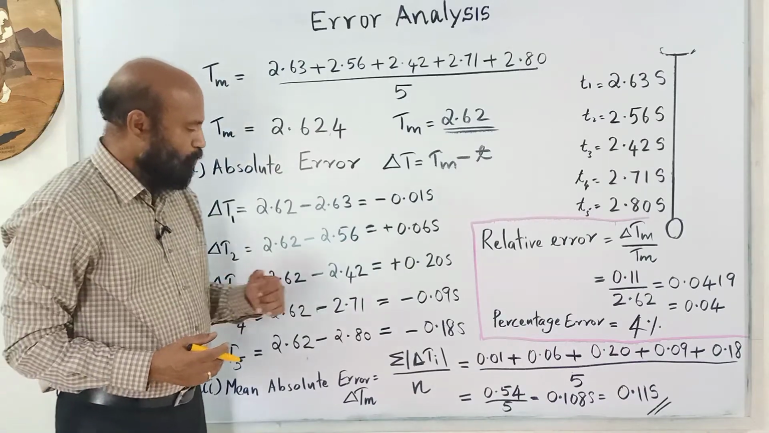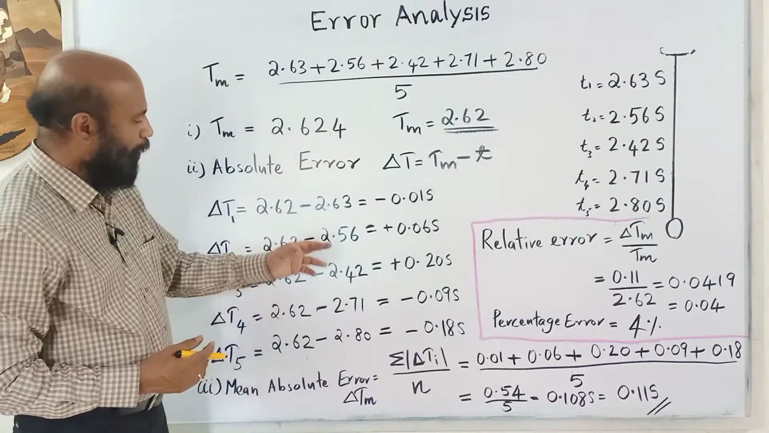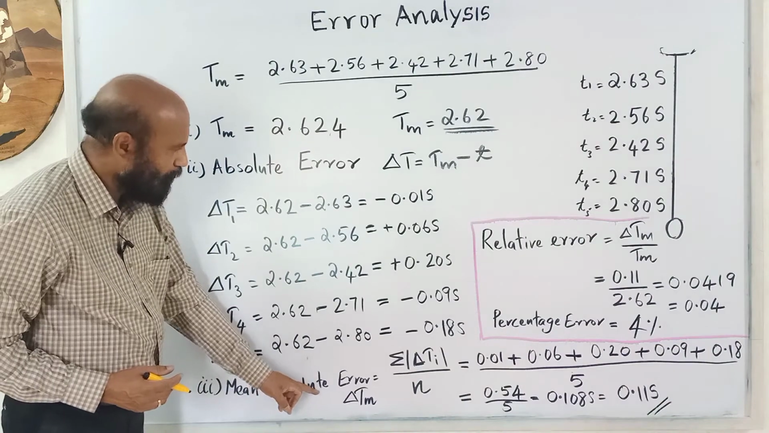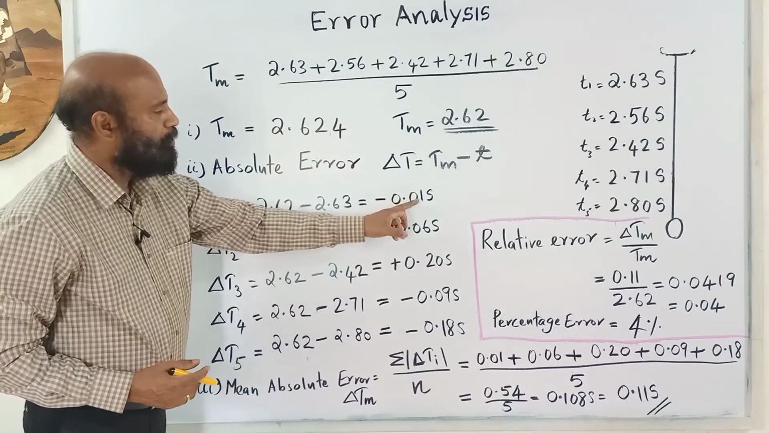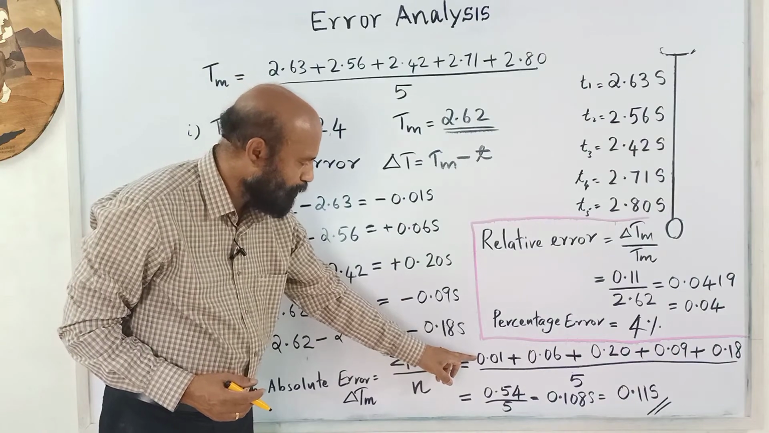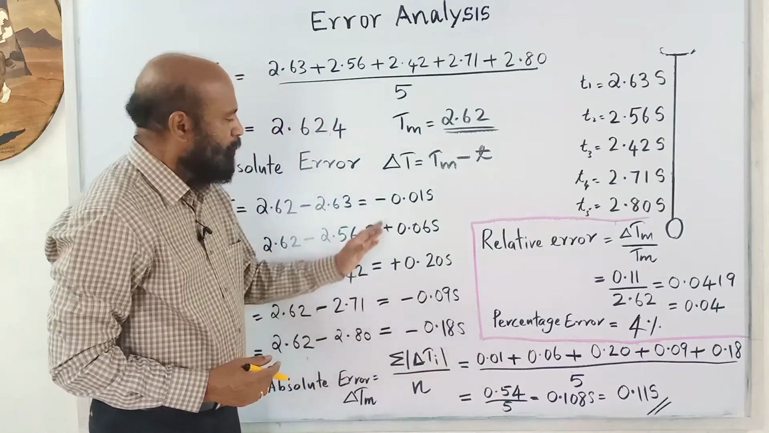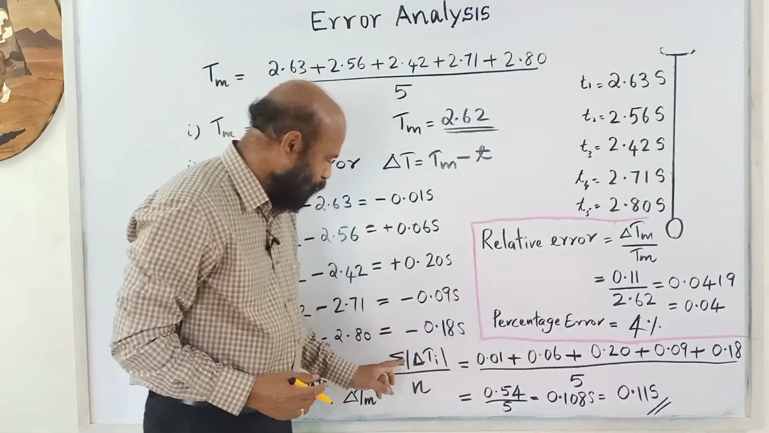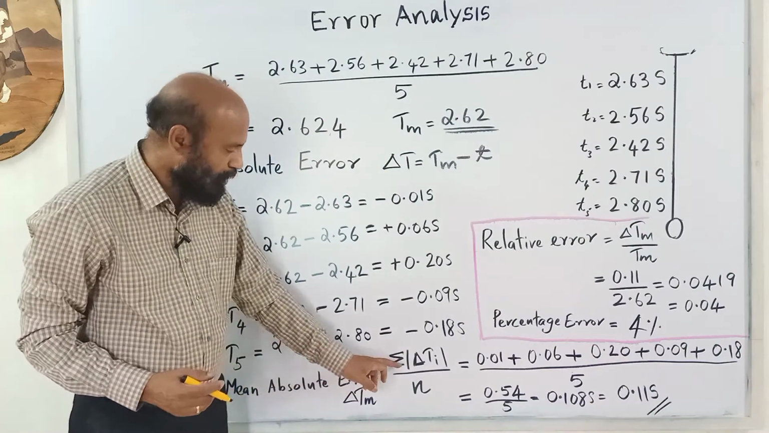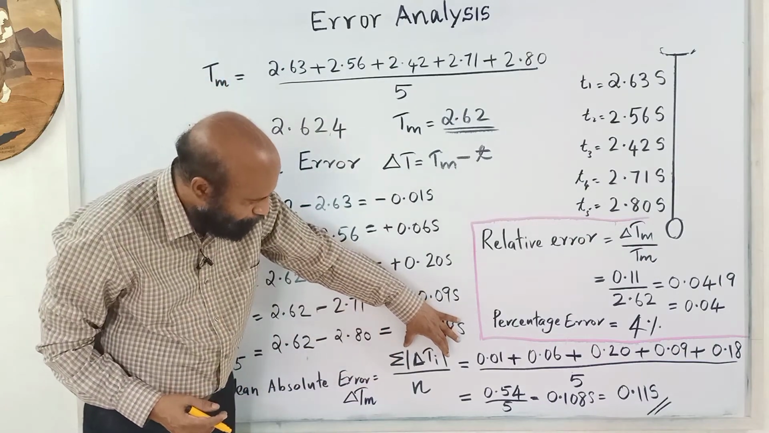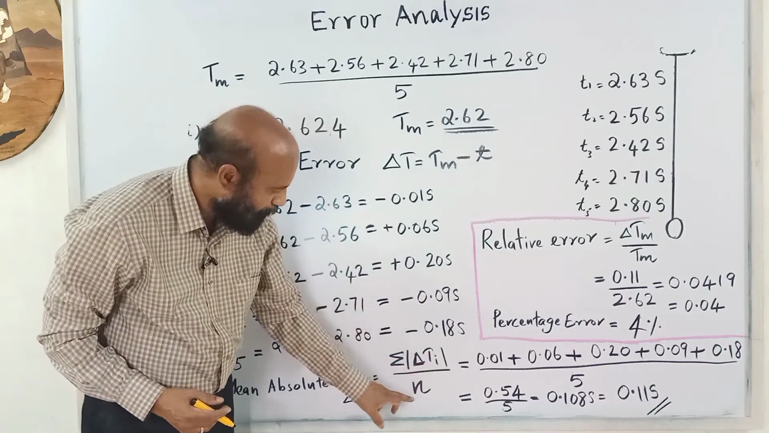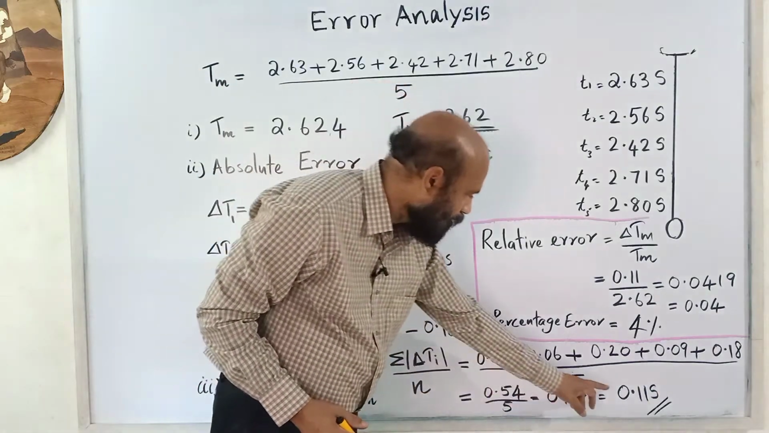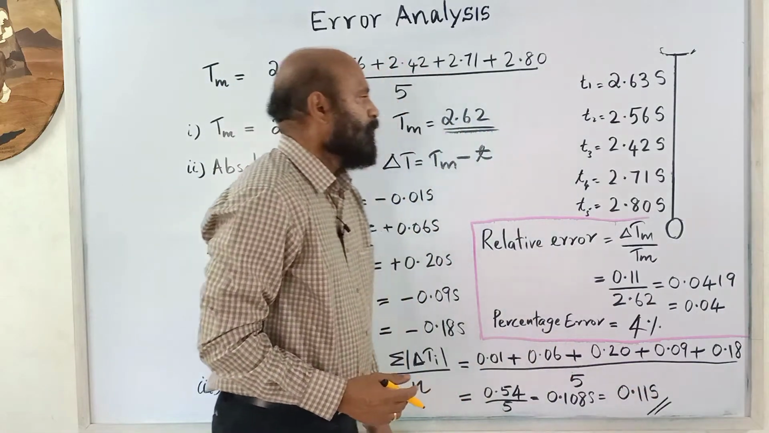After taking the modulus or magnitude, you add and divide by the number of observations. That is mean absolute error. This is minus 0.01. So when you take the magnitude, it is 0.01. Then add all these absolute errors after finding the modulus. So mean absolute error is sigma magnitude of delta T i divided by number of observations. So you will get the value as 0.11 second.